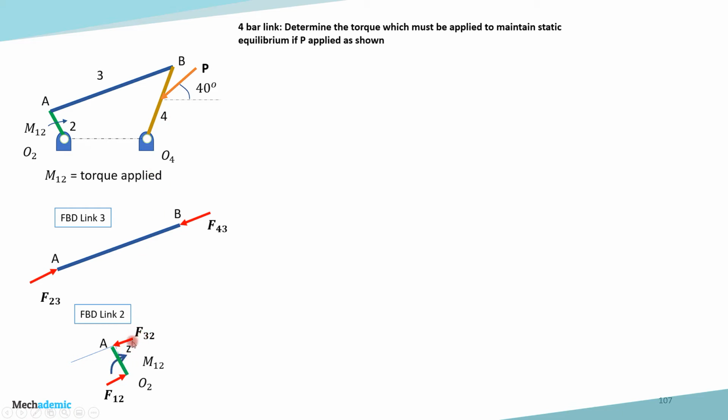And this F32 force, which is at A of the crank, will be in the same direction as AB. So F32 will be along the same line as F23 but in the opposite direction. F32 is the same in magnitude as F23 on the free body diagram of link 3. And F12 is a reaction which will be created at the pin joint of the crank.